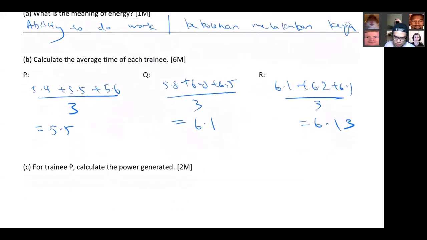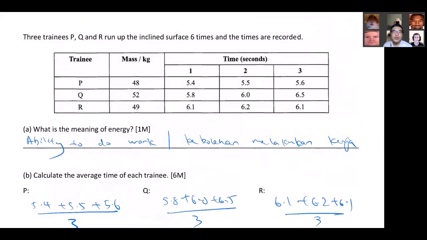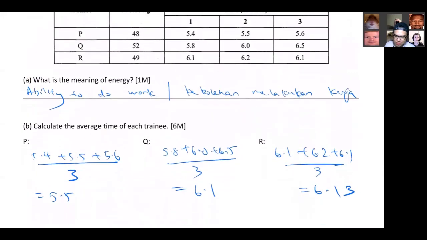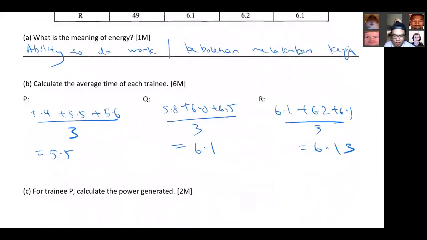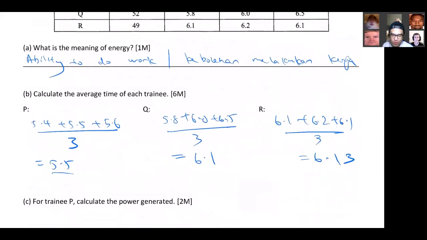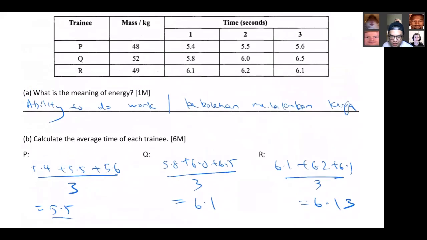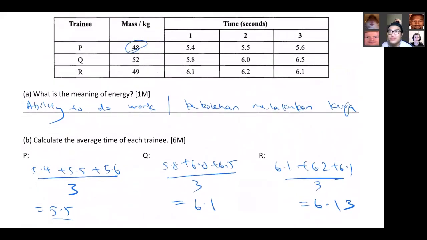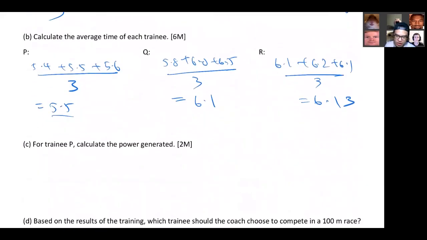So this is why we calculate power. You see, now it might look like, oh, P is very powerful. Wow, he does it in such a short time, but P is also lighter. That's why in competition you have weight class, because in different weight classes you produce different power. So calculate the power for trainee P.